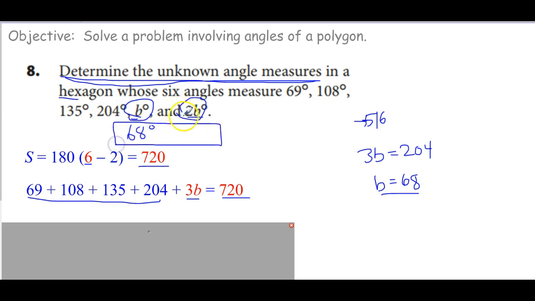But you also have to figure out what 2b is. Most kids forget to answer that question. They get here because from algebra, when you solve equations all the time, that's your answer. Well, in this case, you have to use that to actually answer the question that you're asked. So that's not the complete answer. So you double that, guys, so that's going to be 136. So there's my correct answer. The two unknown angles are 68 and 136. So always in geometry, make sure you answer the question you're asked. Double check the question before you circle your answer and move on.